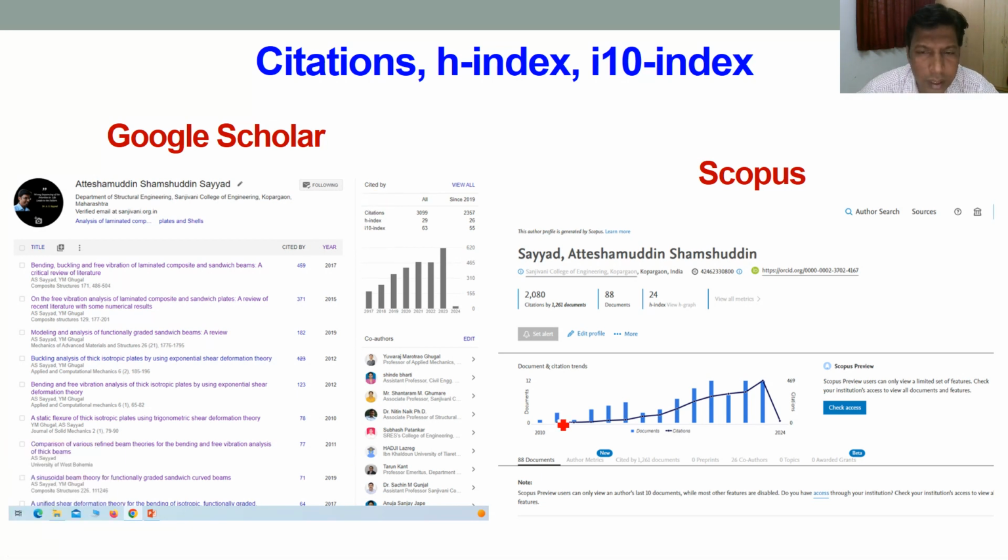I will explain this with the help of a simple example, to show what the H index is. Of course, all of you know that if your paper receives citations, it is automatically updated on your Google profile as well as your Scopus profile. But many times there is confusion among researchers about what the H index is and how it is calculated.